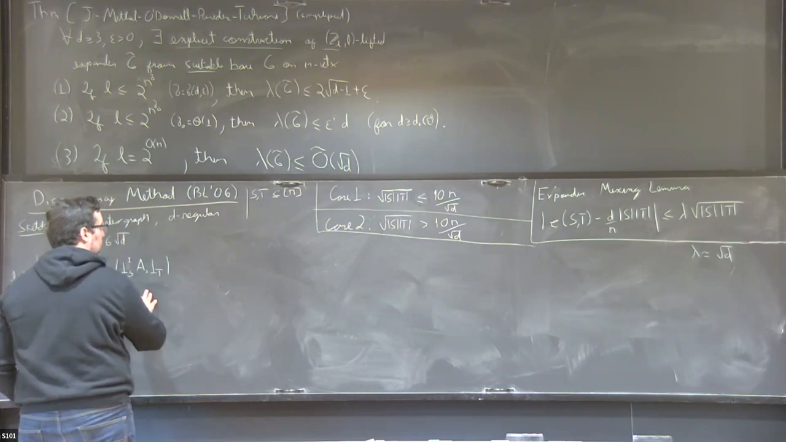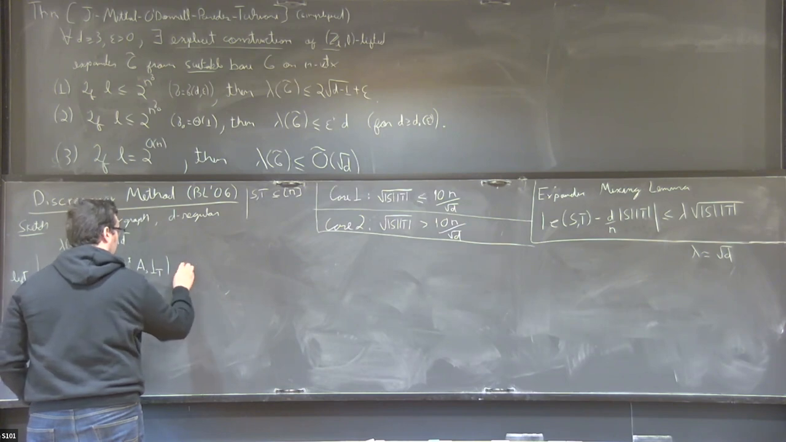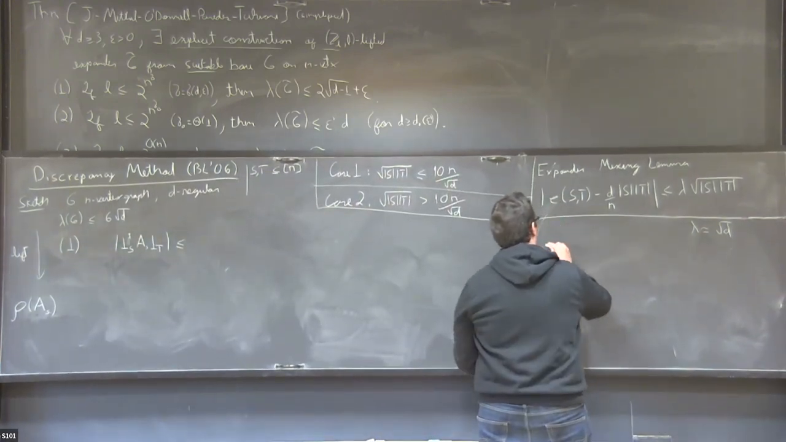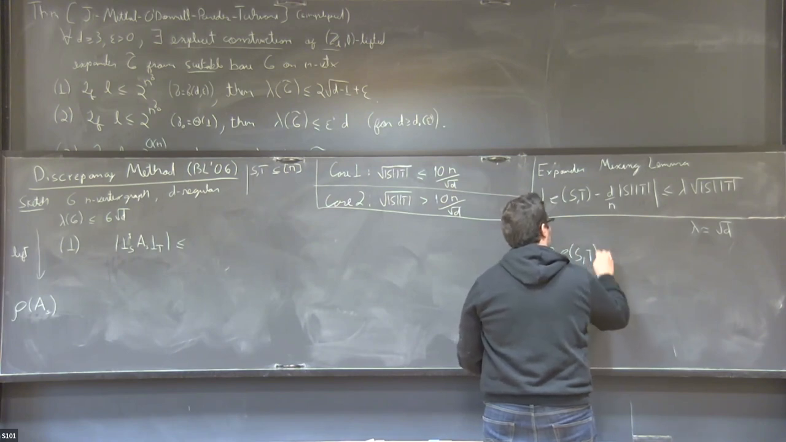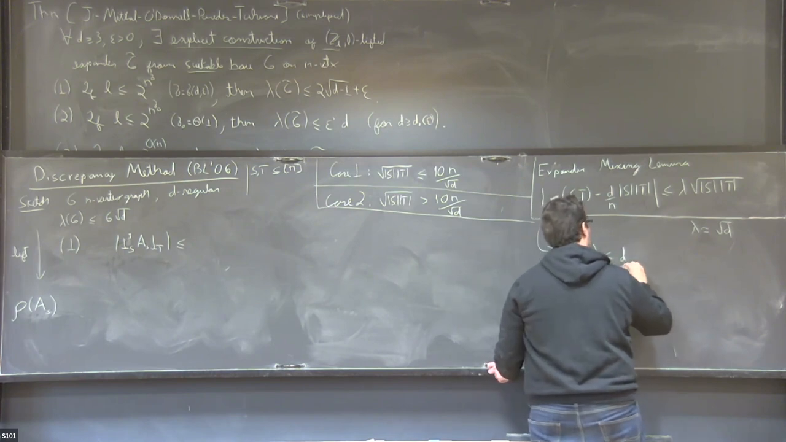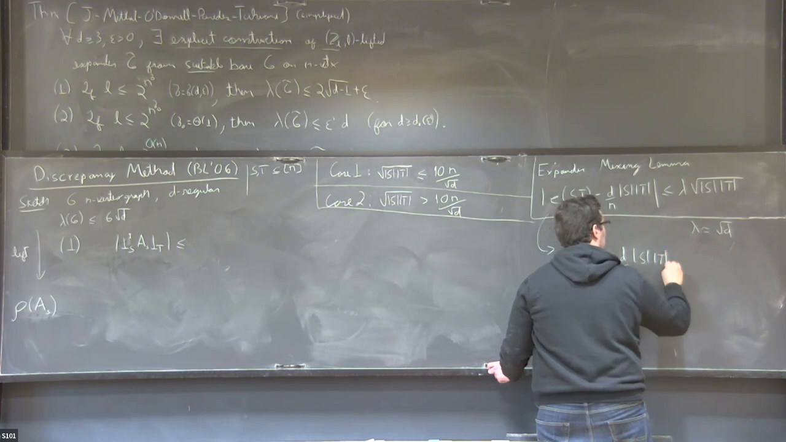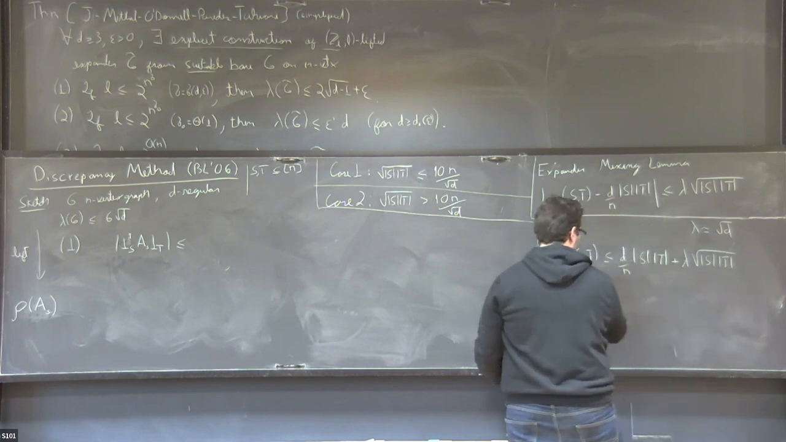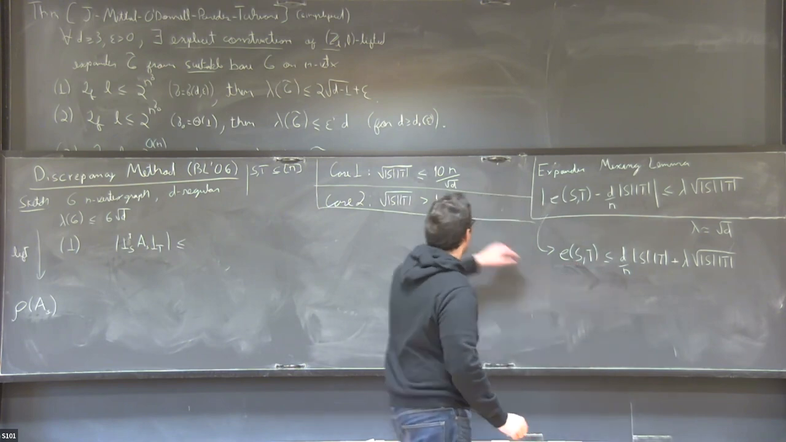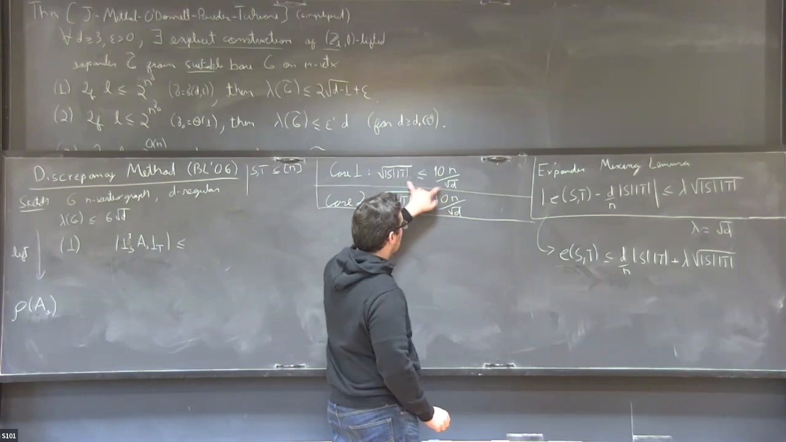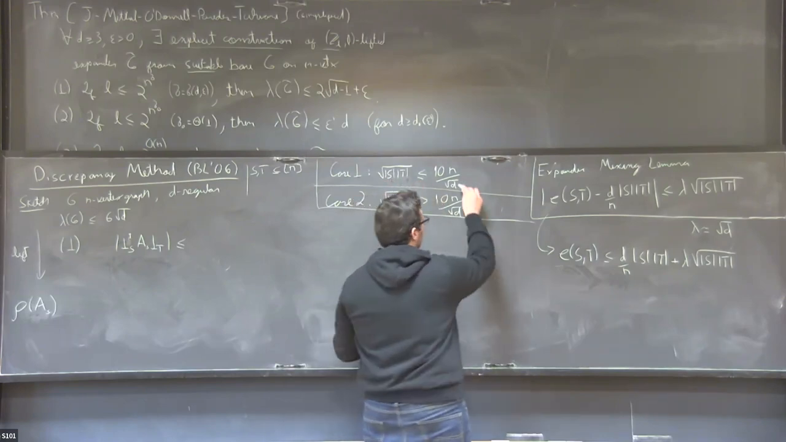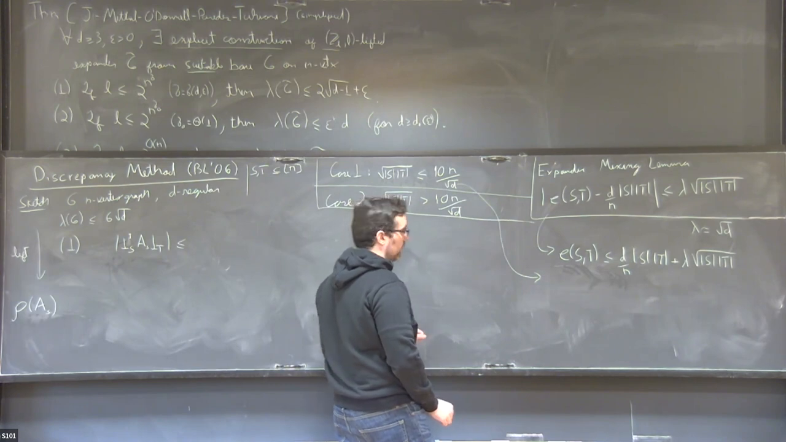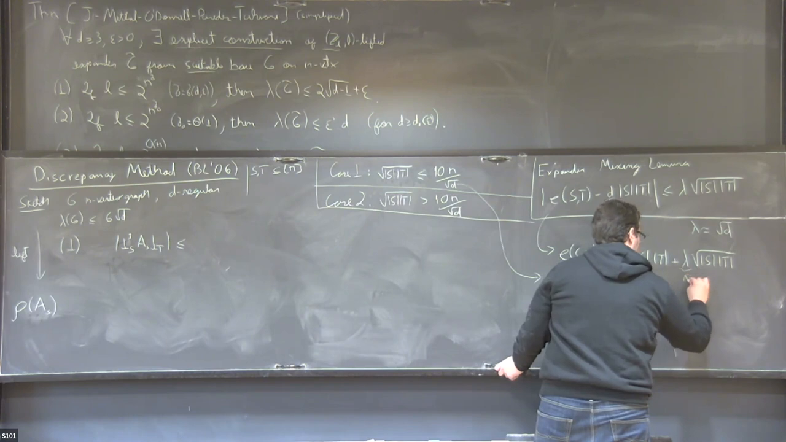We have this, and this is counting. If you just do the counting, we can count the number of edges E of S and T, and it's going to be at most d over n times the size of S times the size of T, plus lambda times square root of S times square root of T. So that's an upper bound that we can deduce here. But in the first case, it is at least as large as this quantity here. And if you plug this value in for the first case, and also plug in lambda, which is less than 6 square root of t, what can you deduce?